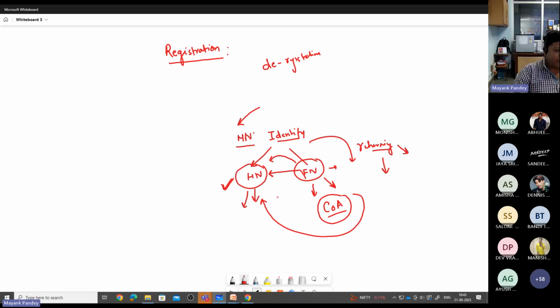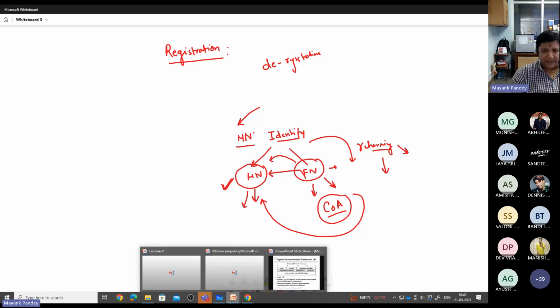So I'm telling it again, when mobile node moves into foreign network, it will be able to listen to the agent advertisement. Listening to the agent advertisement, it will be knowing care of address because those agent advertisement are advertising those care of addresses also. Using this care of address, it will send a registration request towards its home agent via foreign agent. How this is done? Just see here.